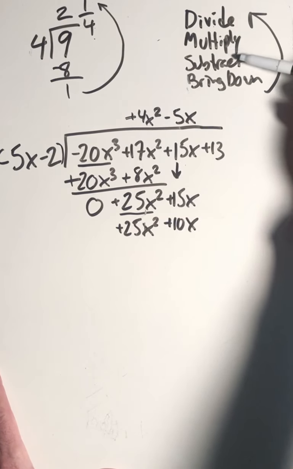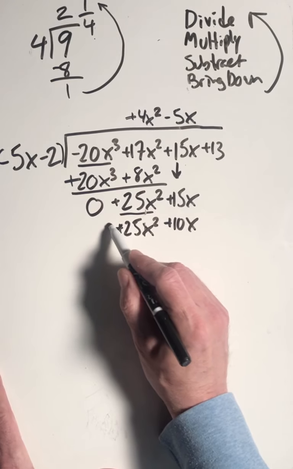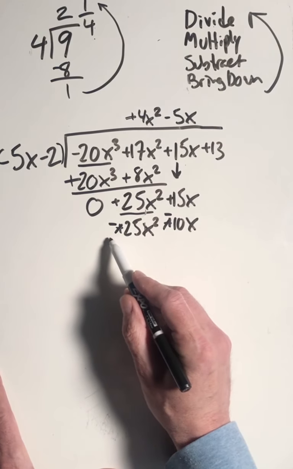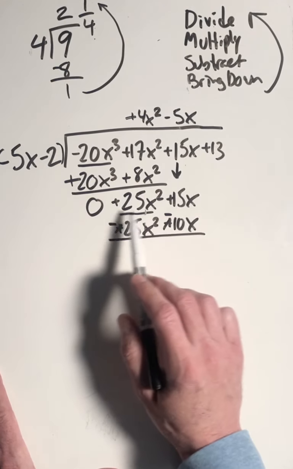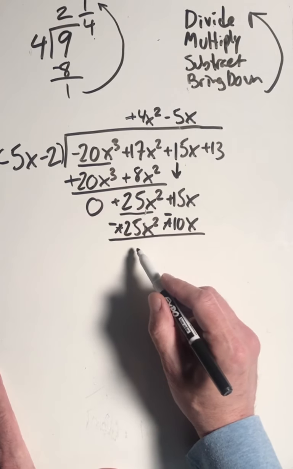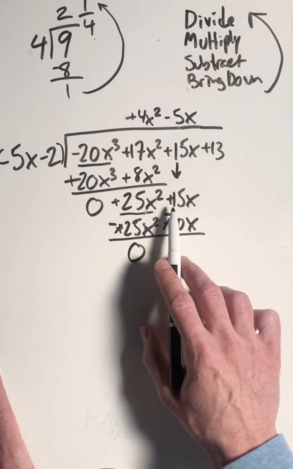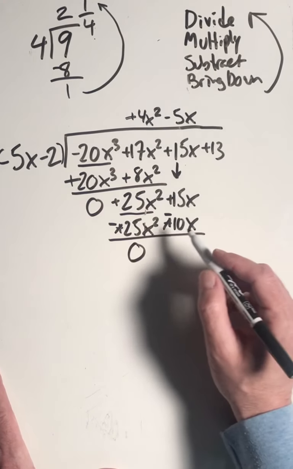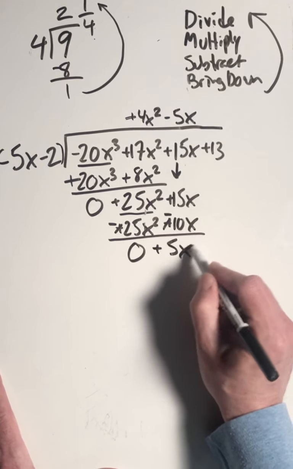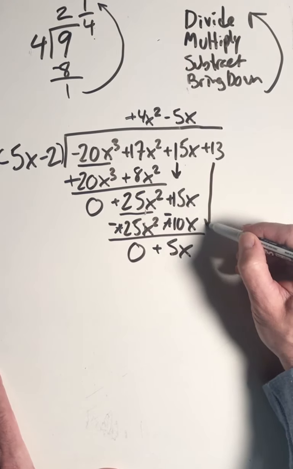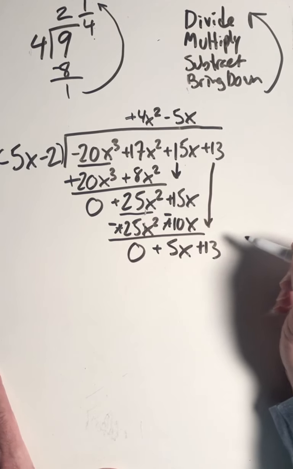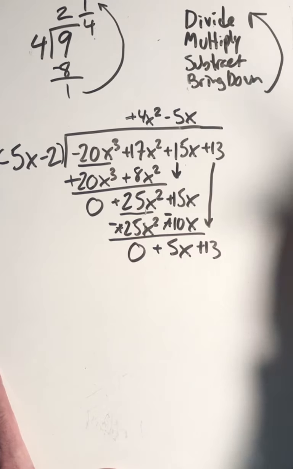After I multiply, I need to subtract, which means I'm going to change both of these signs now from positive to negative. 25x squared minus 25x squared is 0. Again, I know I'm on the right track. Positive 15x minus 10x is positive 5x, and now I can bring down the positive 13. After I bring down, I'm going to repeat the process.